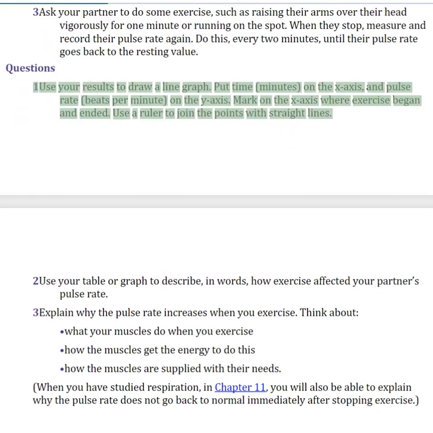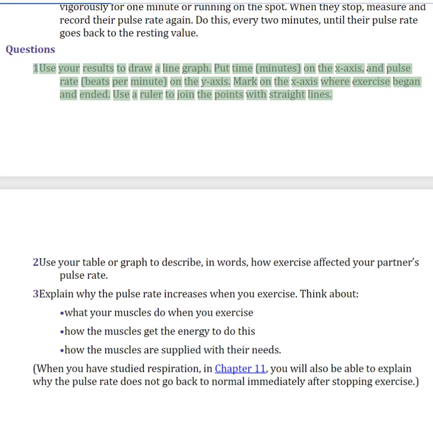Questions. 1. Use your results to draw a line graph. Put time on the x-axis and pulse rate on the y-axis. Mark on the x-axis where exercise began and ended. Use a ruler to join the points with straight lines.